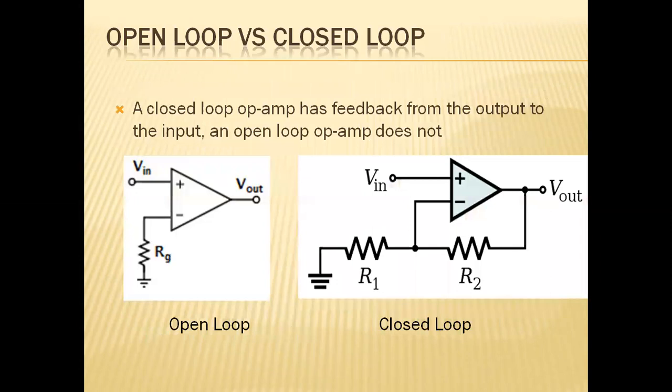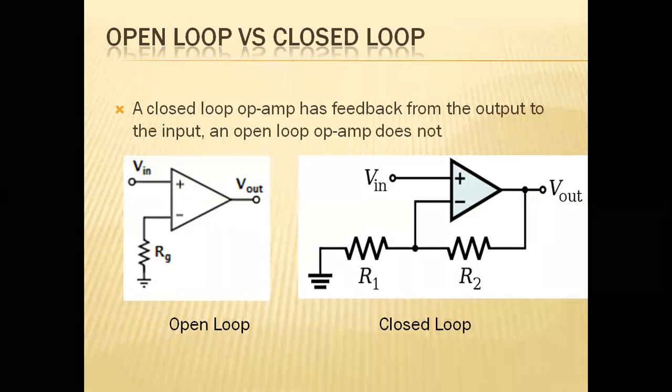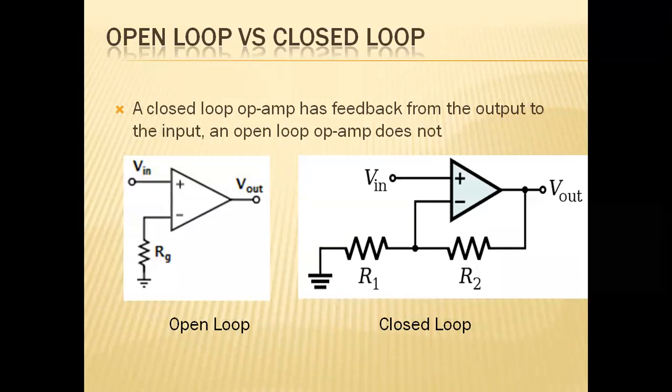Moving on to the differences between open loop and closed loop characteristics. The closed loop amplifier will have feedback.